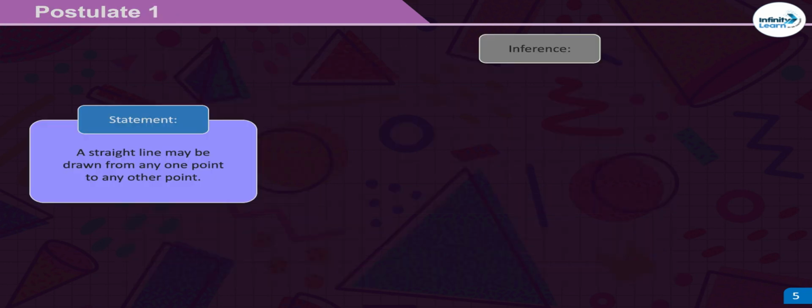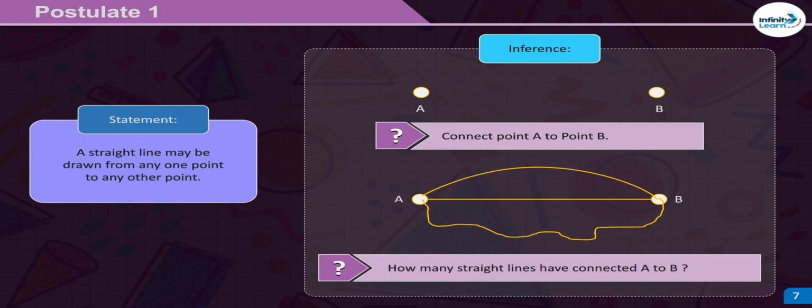Now, postulate number 1. What is postulate number 1? A straight line may be drawn from one point to another point. For example, these are the points A and point B. A straight line can be drawn connecting point A to point B. How many straight lines can we have? Only one straight line we can have. Yes or no? Clear? So what is postulate number 1? A straight line can be drawn from one point to another point. Clear?